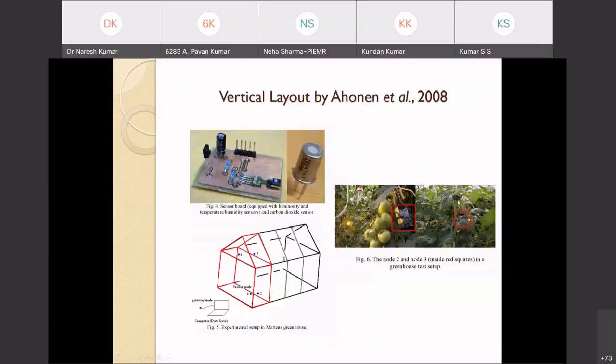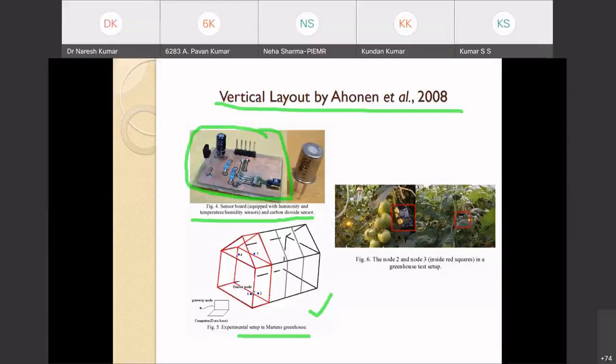This is the vertical layout by Ahonen et al. in 2008. This is the sensor board equipped with a luminosity sensor, temperature and humidity sensor, and carbon dioxide sensor. This is the kind of greenhouse that has sensor nodes at different heights. You can see one level is there, another level is there, which means they are being used as a vertical layout. How they have actually placed the sensor nodes can be seen from there: one sensor node is placed here, another placed somewhere here. So node 2 and node 3 are inside the red squares in a greenhouse test setup. This is the example of a vertical layout.